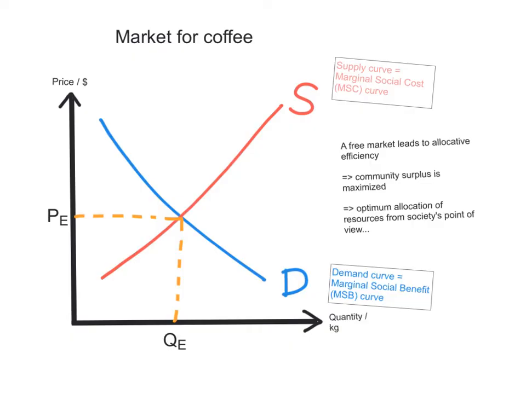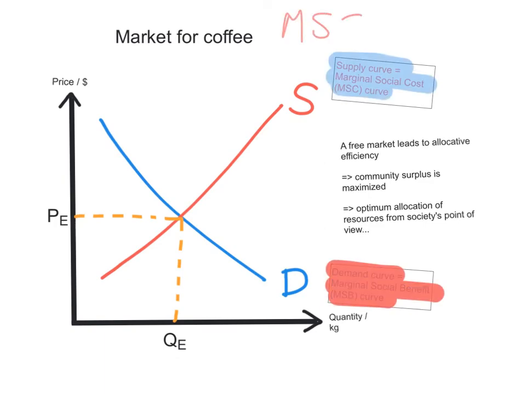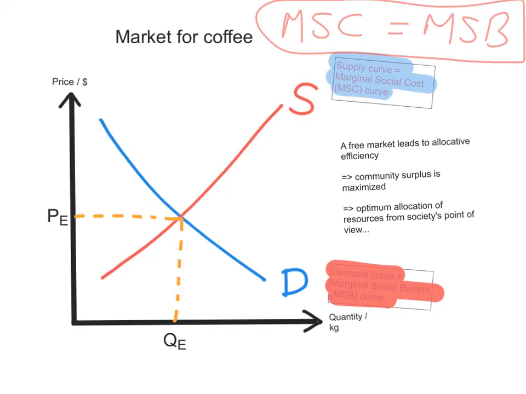So later on we will look at this in more detail, but it is good to know now that the supply curve equals, another way of looking at it, the marginal social cost curve. So it's the extra social cost for the whole society. And the demand curve is the marginal social benefit curve for the whole society. At equilibrium, marginal social cost equals marginal social benefit. And this is the other condition of allocative efficiency. A market is at a state of allocative efficiency when marginal social cost is equal to marginal social benefit.